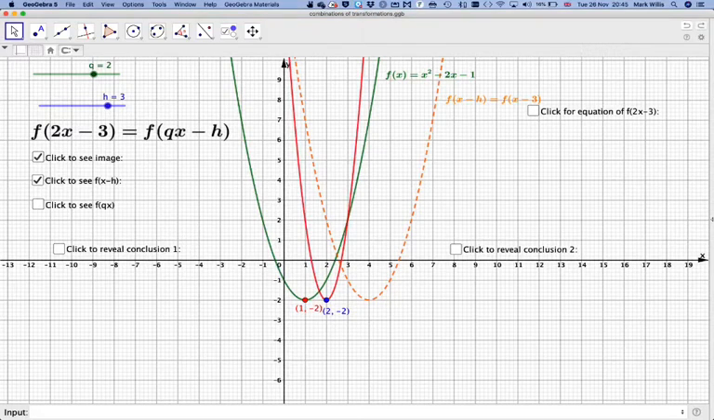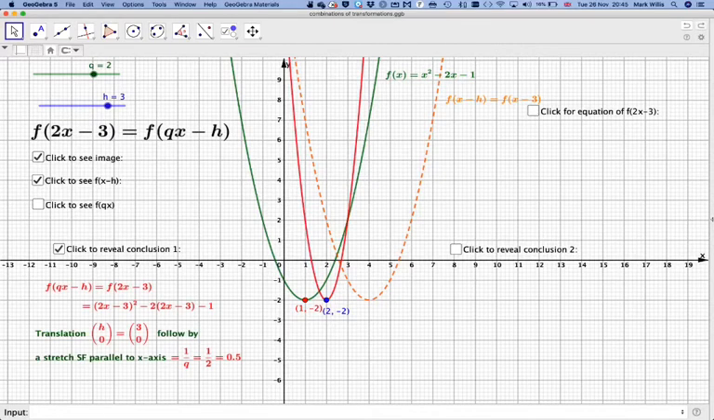So this is what we've done in number 1 in here. So we've done f of qx minus h, which is f of 2x minus 3. If we substitute it in, we get f of 2x minus 3, all squared, minus 2 times 2x minus 3, minus 1. And if we simplify that algebraically, we get this graph here, which is 4x squared minus 16x plus 4, which is the red graph here, which we translated first, and then we did the stretch, scale factor 1/2 parallel to the x-axis.